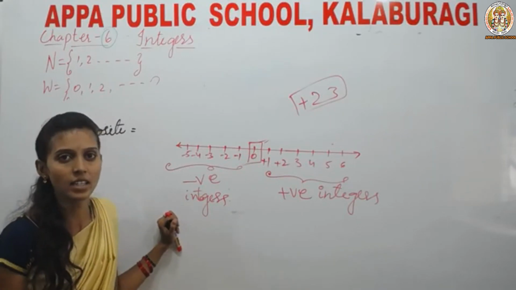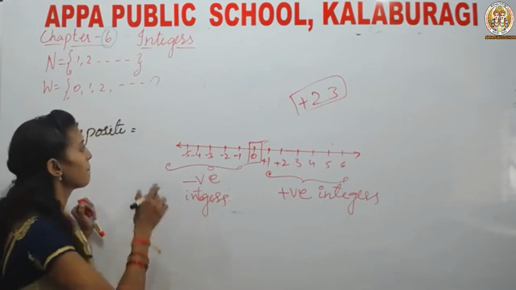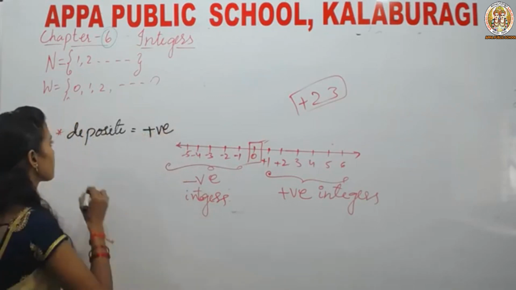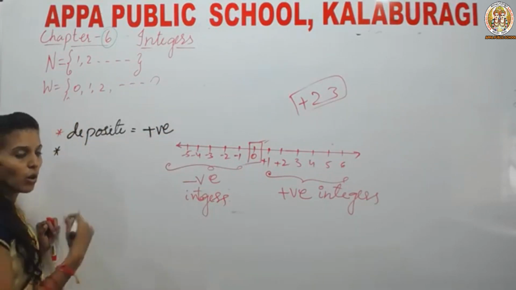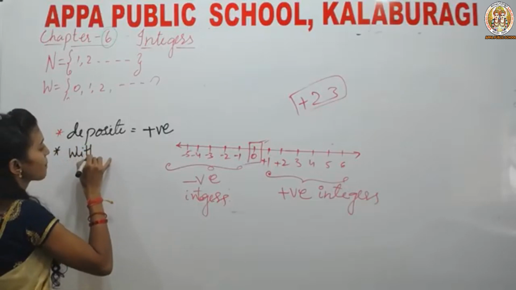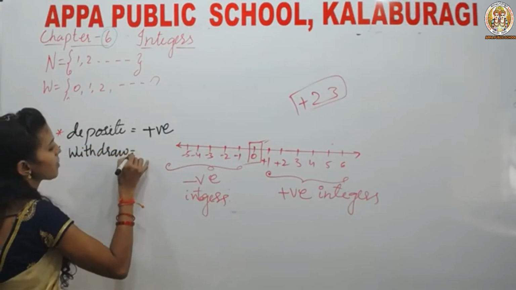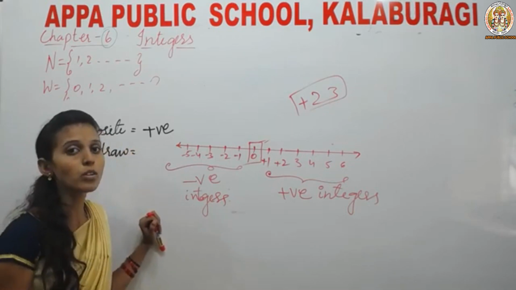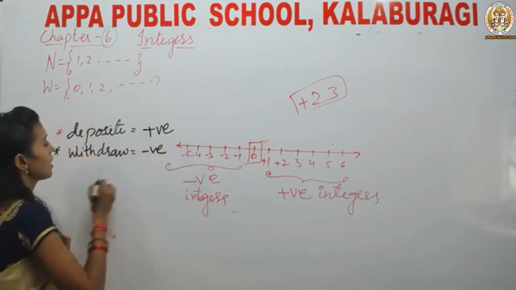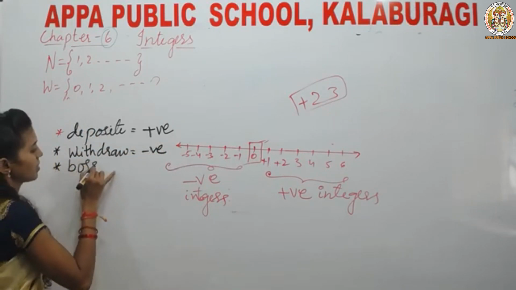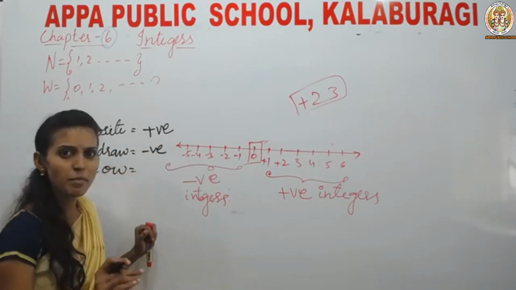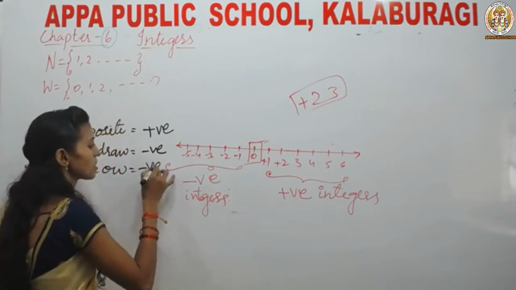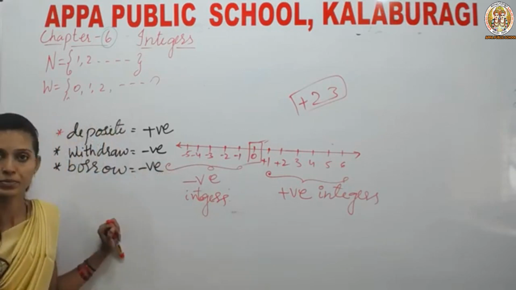So money saving is plus, a positive integer. The same way, if we withdraw an amount, if we take some amount from the bank, or if we borrow some amount, withdraw is negative. If we borrow some amount from others, we have to pay it back. Anyhow, borrowing is not good, isn't it? So that is also negative integers. If we give something, that is again positive.